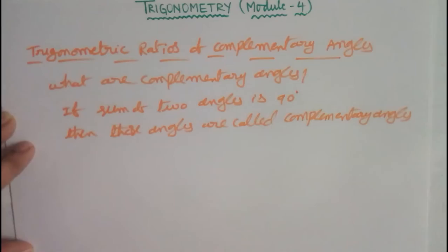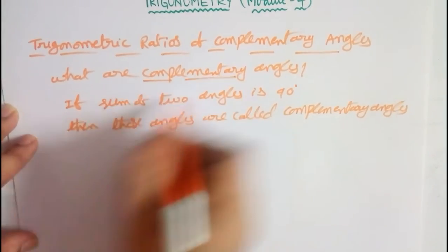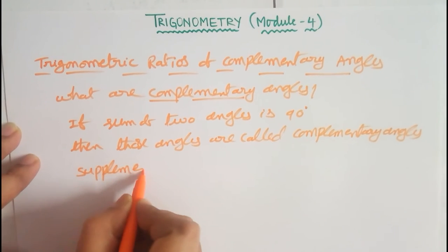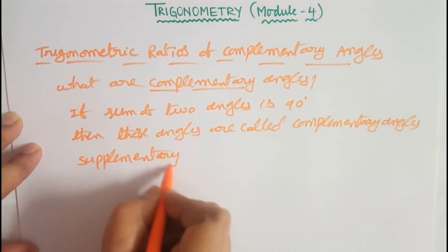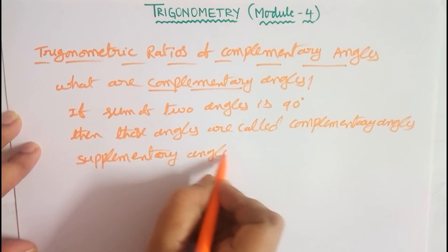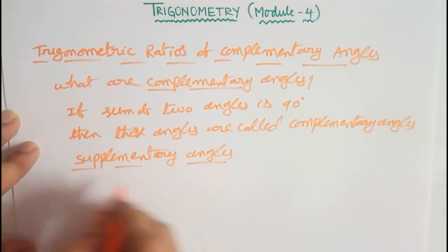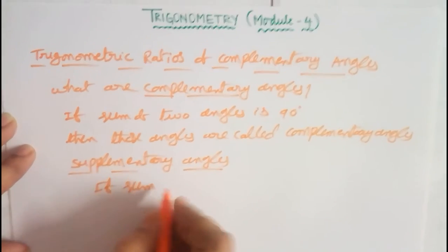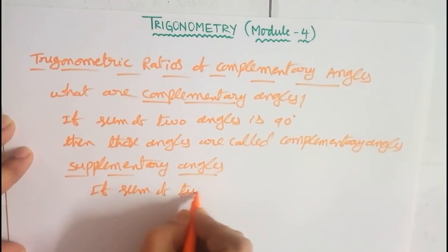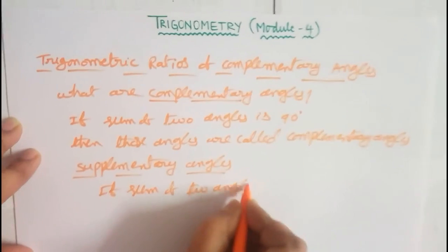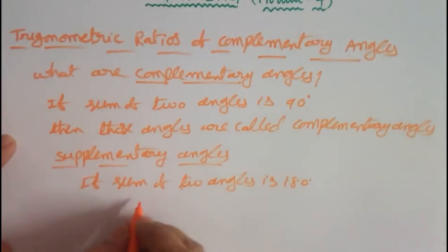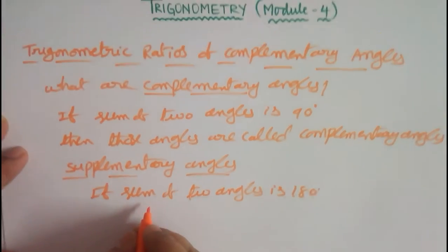What are the supplementary angles? If the sum of two angles is 180 degrees, then those angles are called supplementary angles.